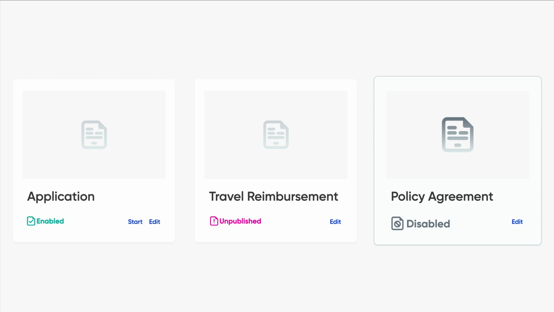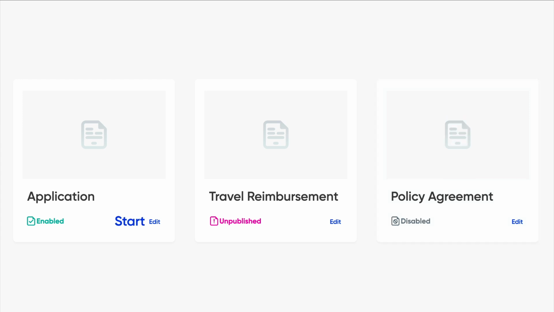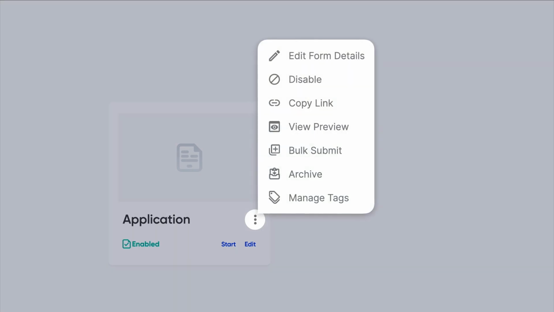To start a form submission, enabled forms will have a Start button, and if you're a form builder, forms will also have an Edit button. The three-dot form menu has several handy options for owners and builders. You can edit form details like the name or description, disable the form which pauses submission acceptance until re-enabled, copy the form's link to share it, preview the form before sending it out, bulk submit a spreadsheet of entries, archive the form, and manage tags to help keep your forms organized by department or purpose.